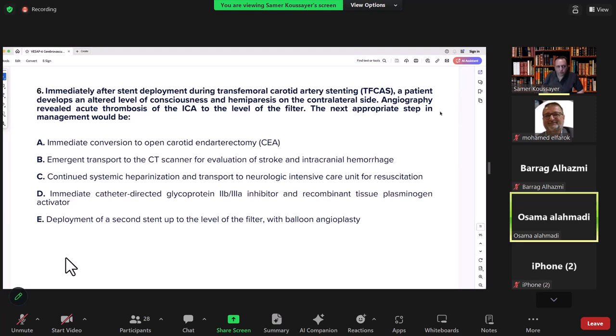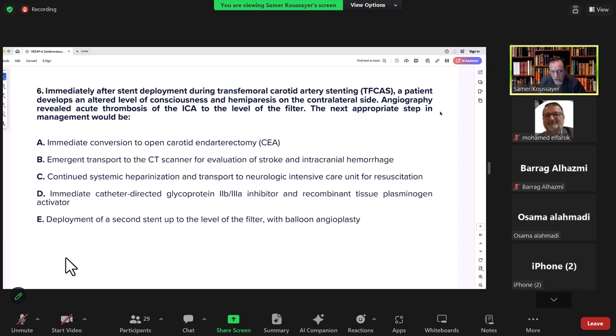Before we go through this one, this is not common, but it could happen. I'm sure Muhammad Rafat, if you do enough carotid stenting, you're going to see it. So what do you do? First, what is the pathology? The first thing to think about is whether the filter is full of thrombus or atheroma. The second thing could be dissection, which is not common but could happen. The third thing to think about is thrombosis.